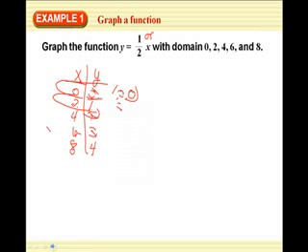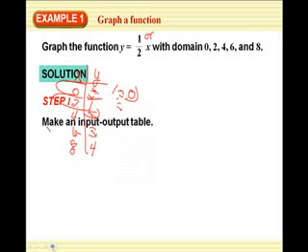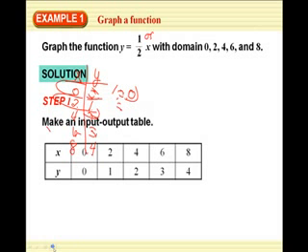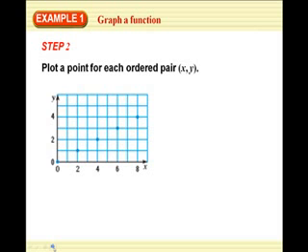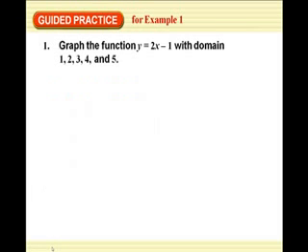Let's see what they're doing here. Let's see if we can show it better. So make an input-output table, and we got the same numbers. Plot each point for your ordered pair. Notice there's our grid. Right here is 0, 0. Right here is 2, 1. Right here is 4, 2. Right here is 6, 3. And right here is 8, 4. So those were the numbers that we just did, and so we graphed that function.